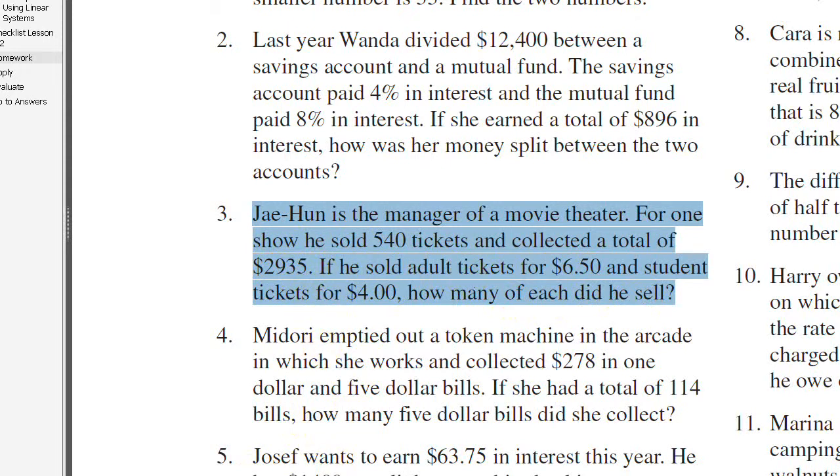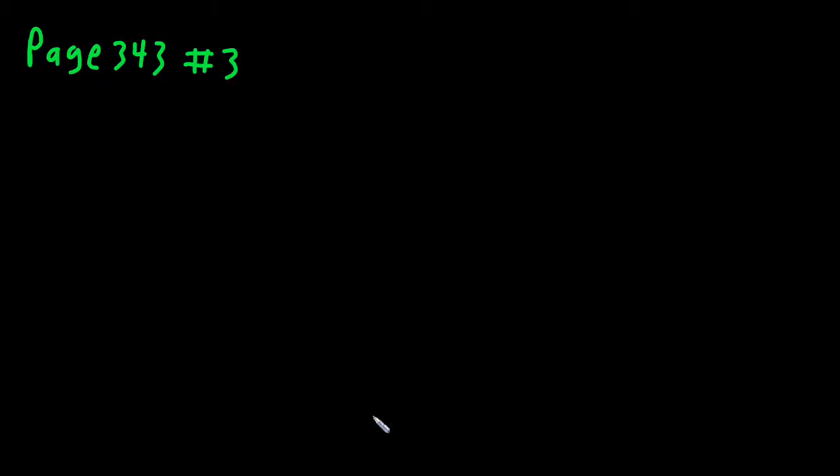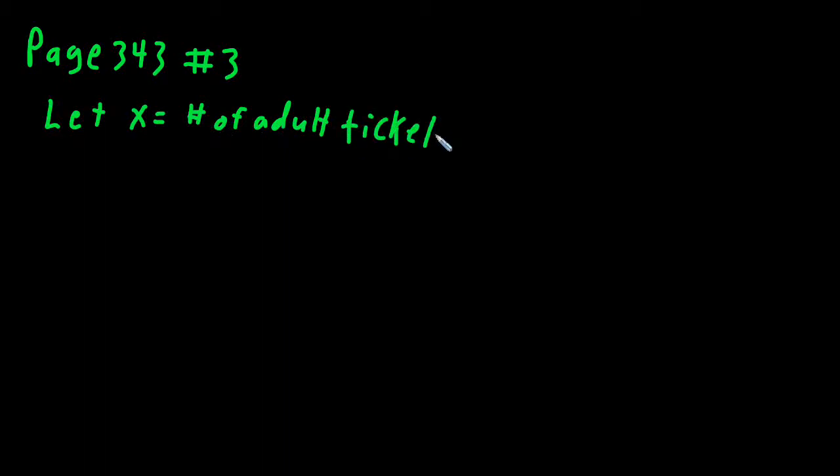And so I'll come back here to my workspace. I need to have two variables. I'll let x equal the adult tickets that were purchased, and then y, maybe y will be the number of children's tickets that were purchased. Okay, so we'll come back to the word problem.